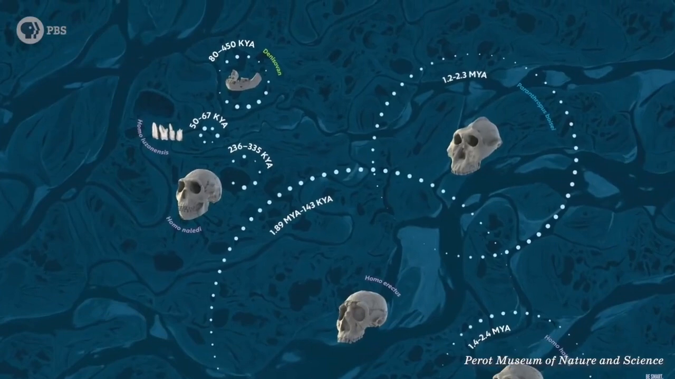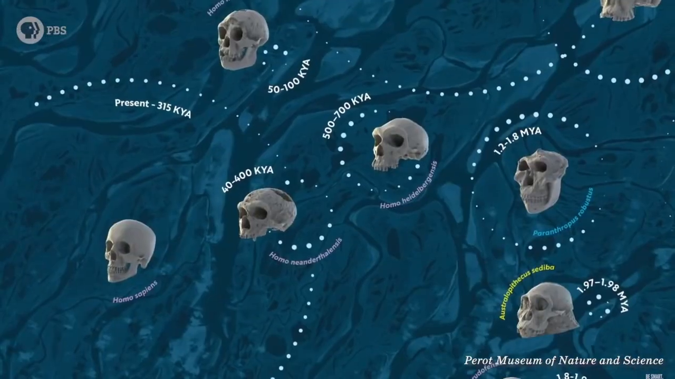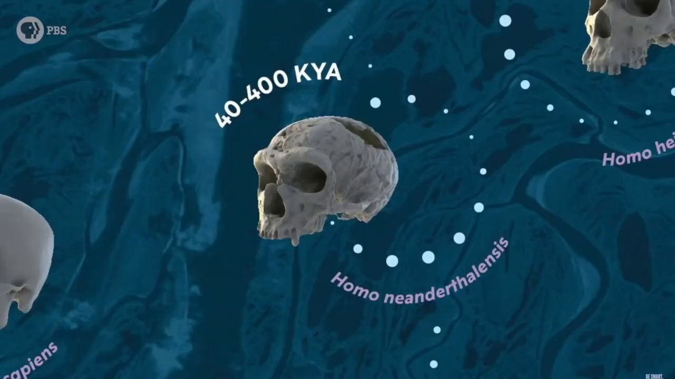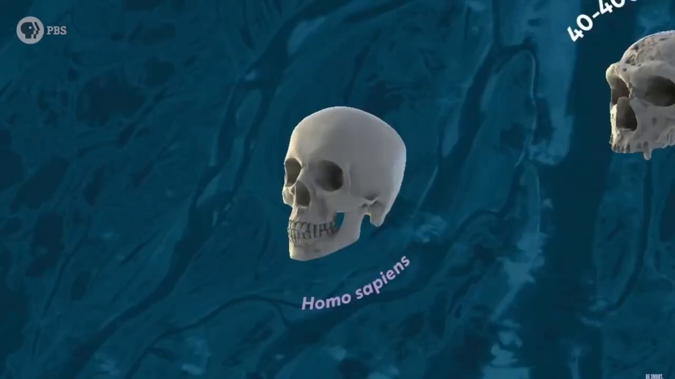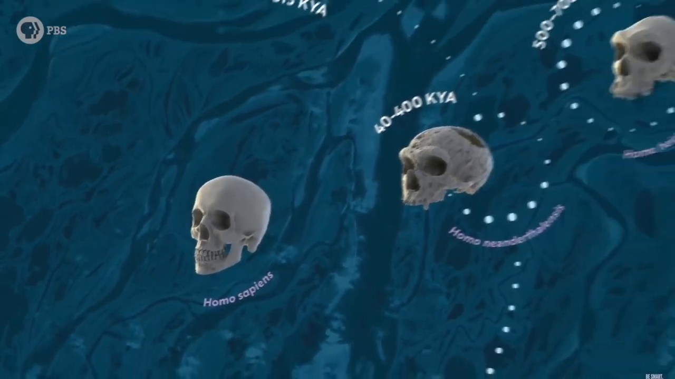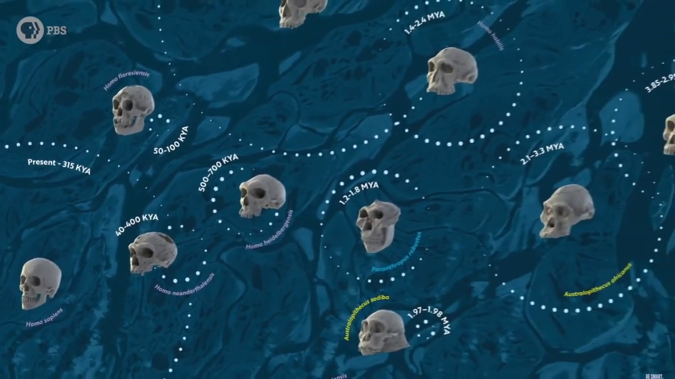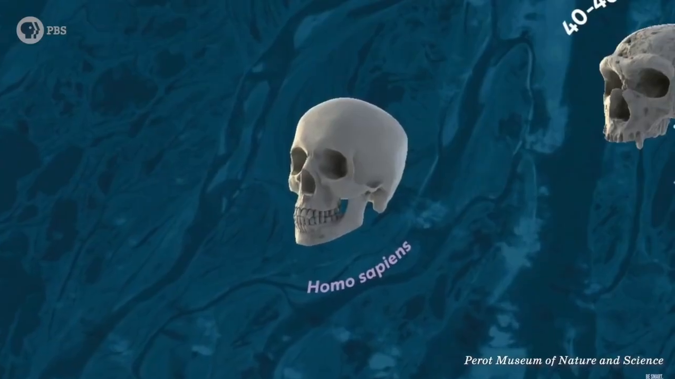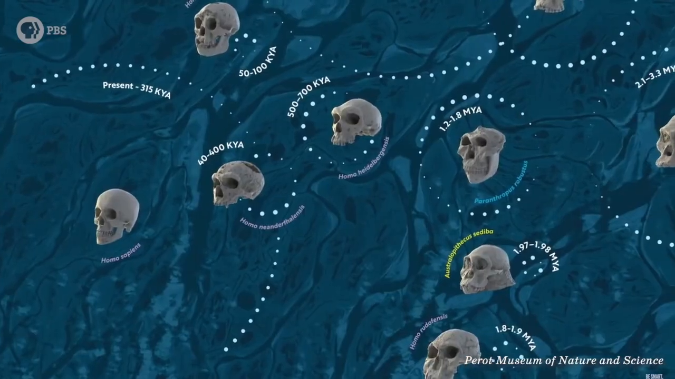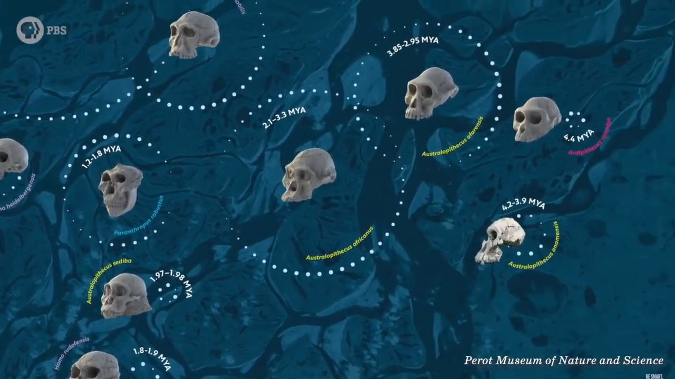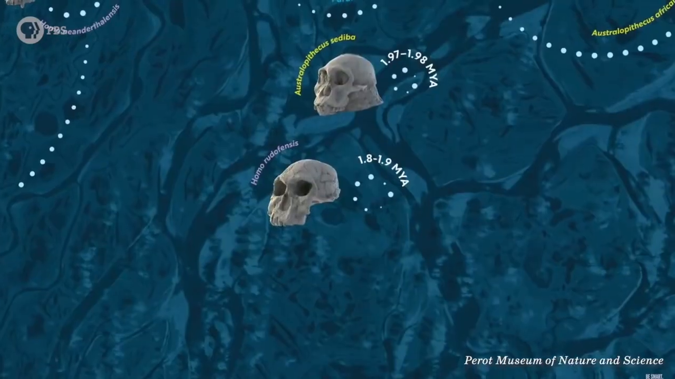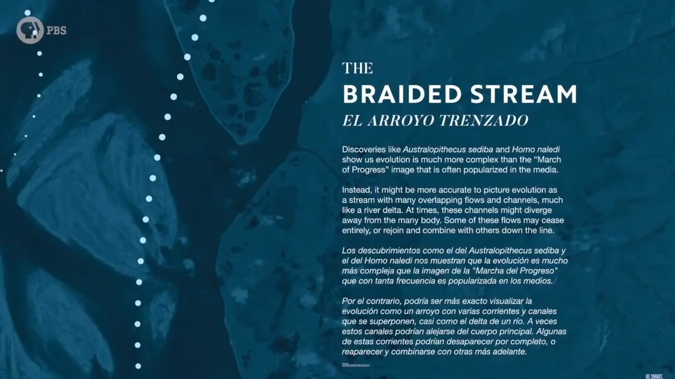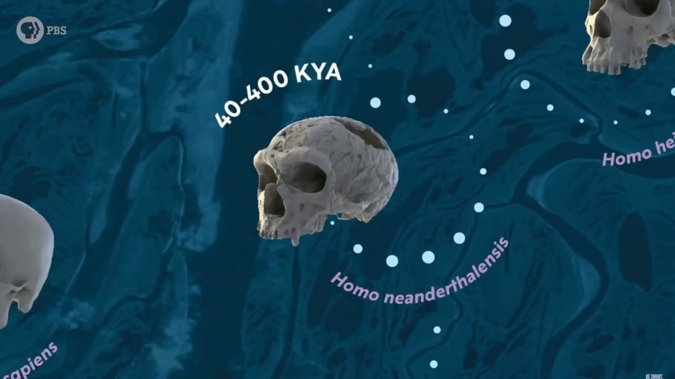So the braided stream is different from the common misconception, the media-popularized march of progress, no? A single lineage of human evolution from stage 1 to stage 3, from a less complex to a more complex organism, like a single stepwise gradualistic ladder towards success. The braided stream model depicts evolution entirely differently. It accurately depicts all the processes that could have happened during evolution.